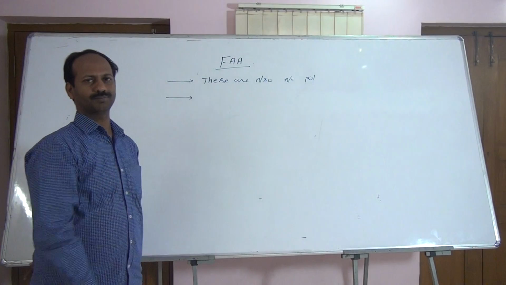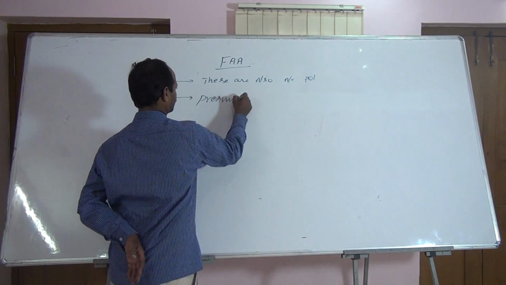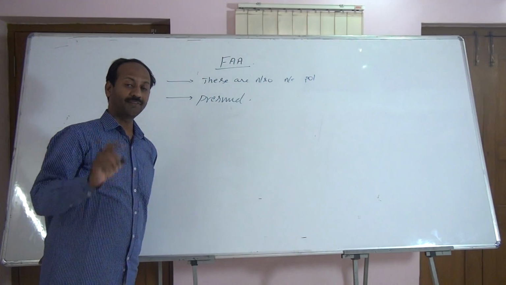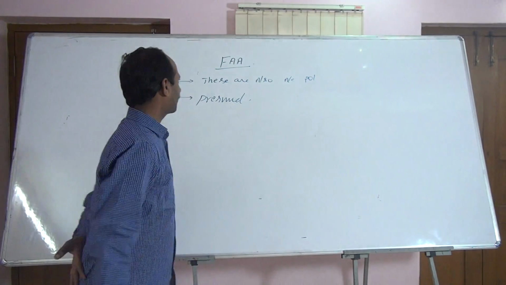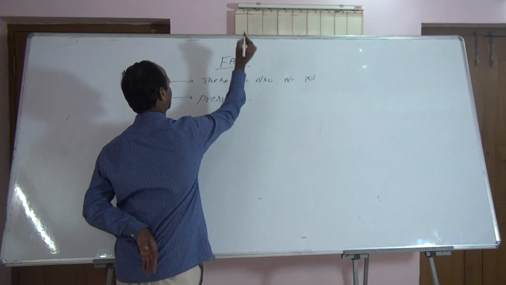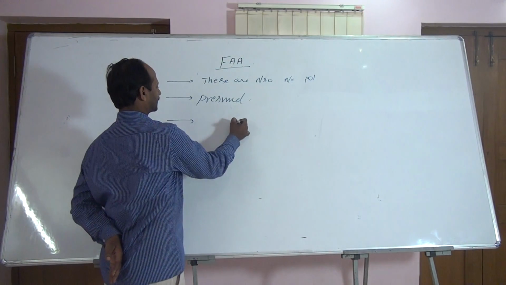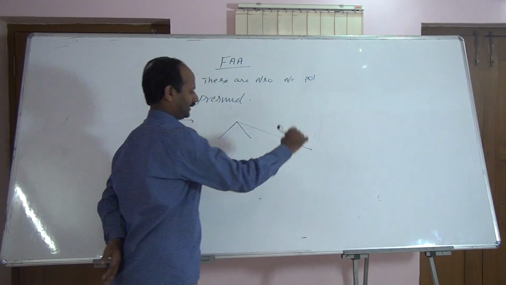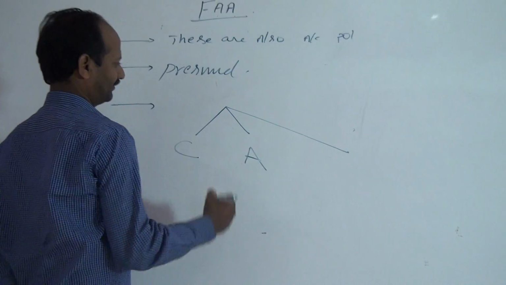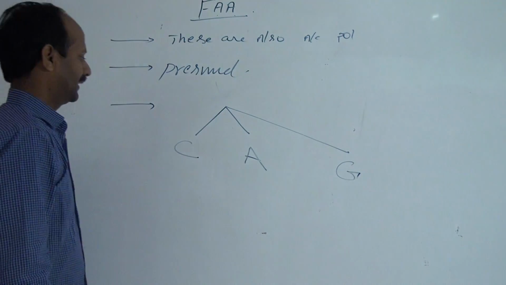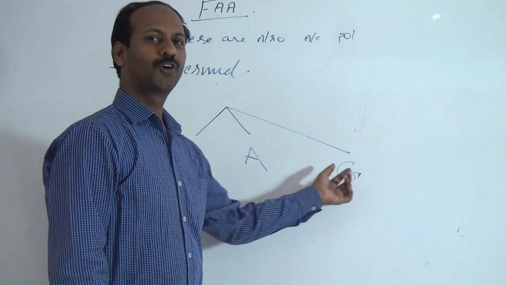All the public also presume that every organization prepares financial statements by following these fundamental accounting assumptions. Fundamental accounting assumptions are basically three: C, A, G. Consistency, accrual, going concern.